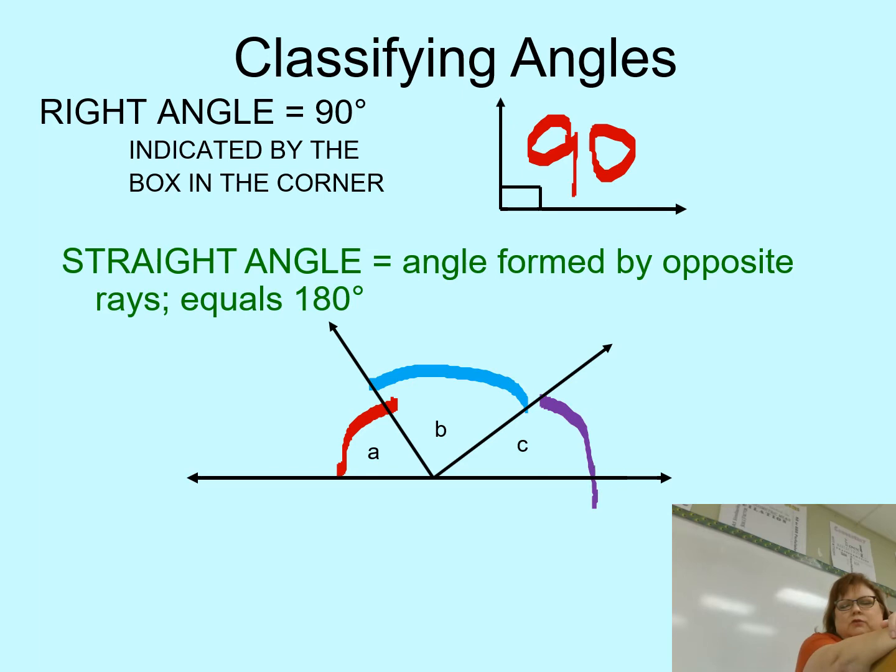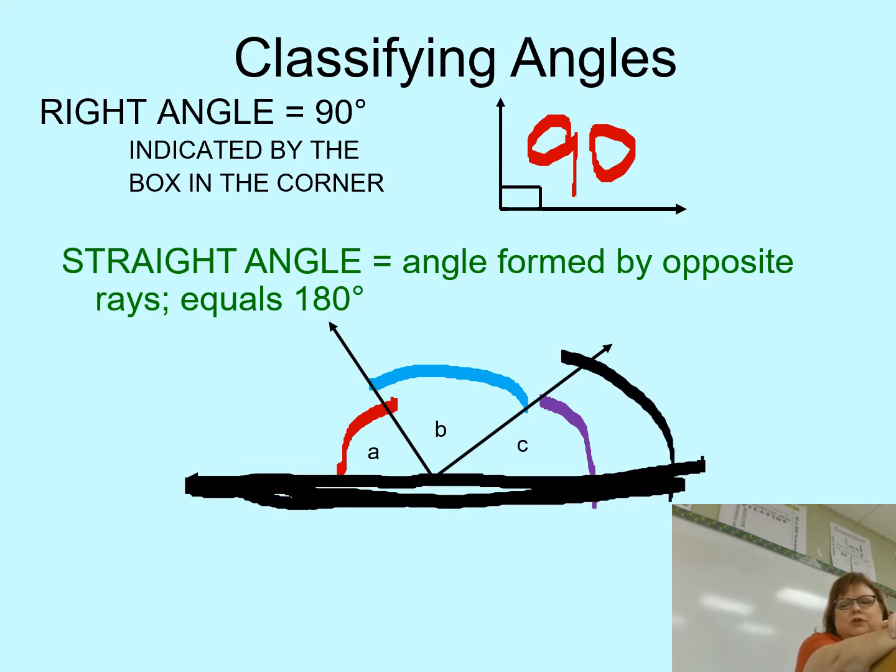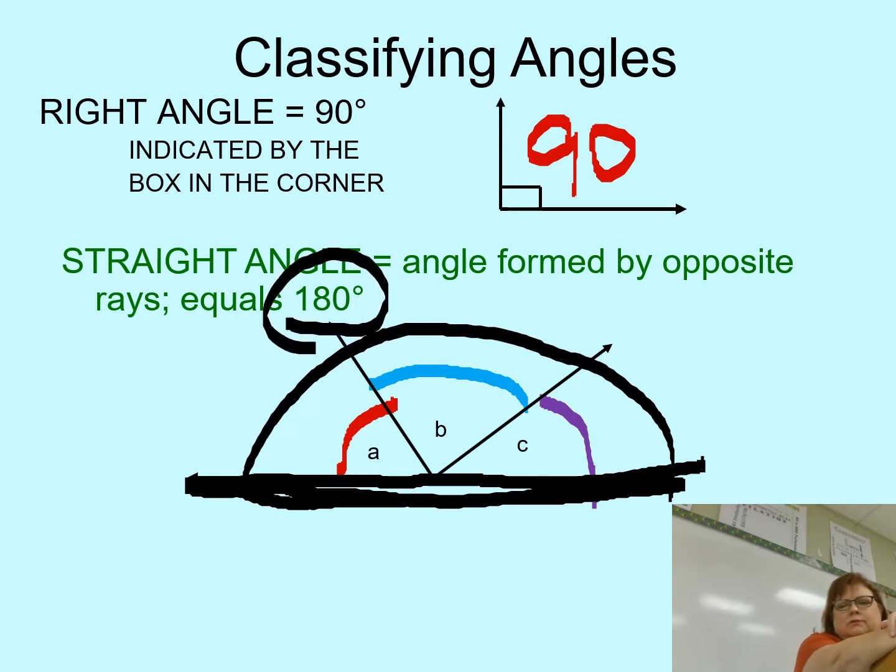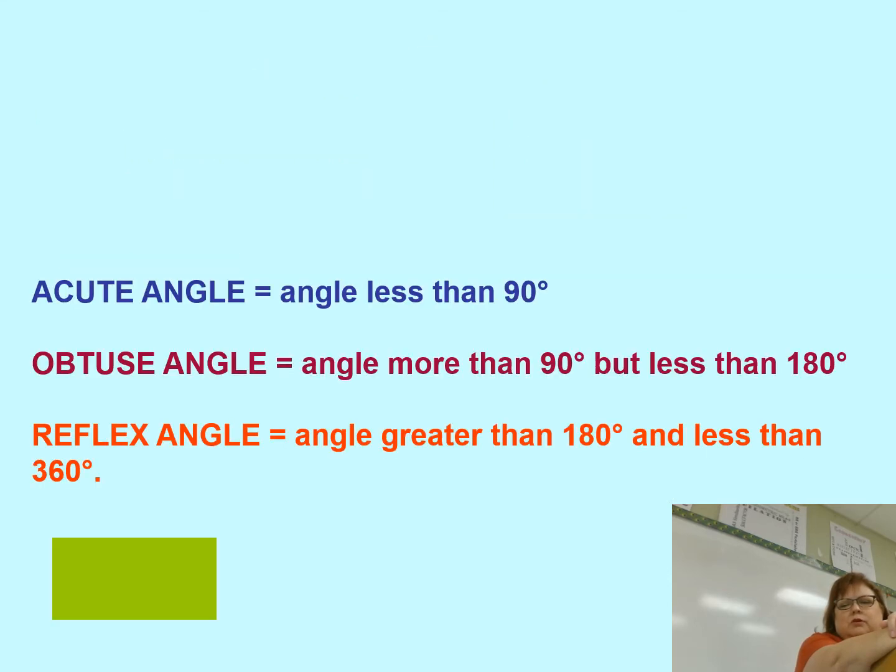Oop, I'm going too far. But what are they all three doing together? They're sitting on top of that straight line. So when you see that straight line, this is going to let you know it's 180 degrees. So, straight angle, straight line. Okay, all right, where are we?